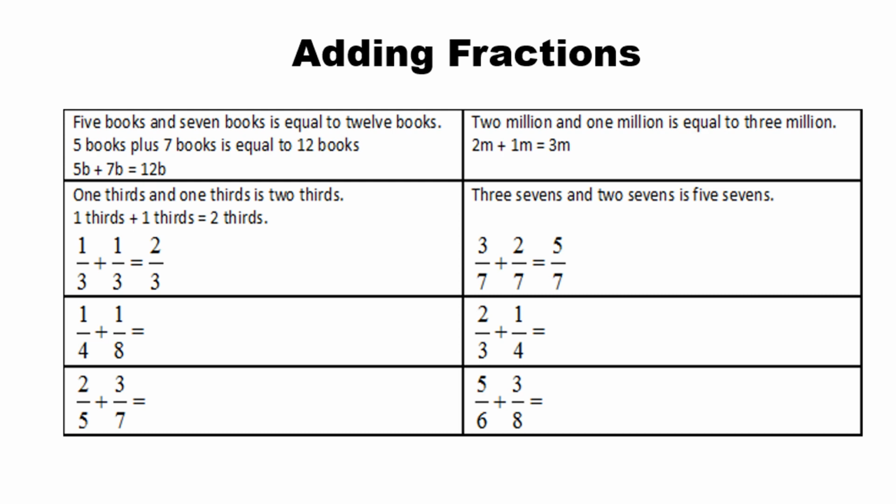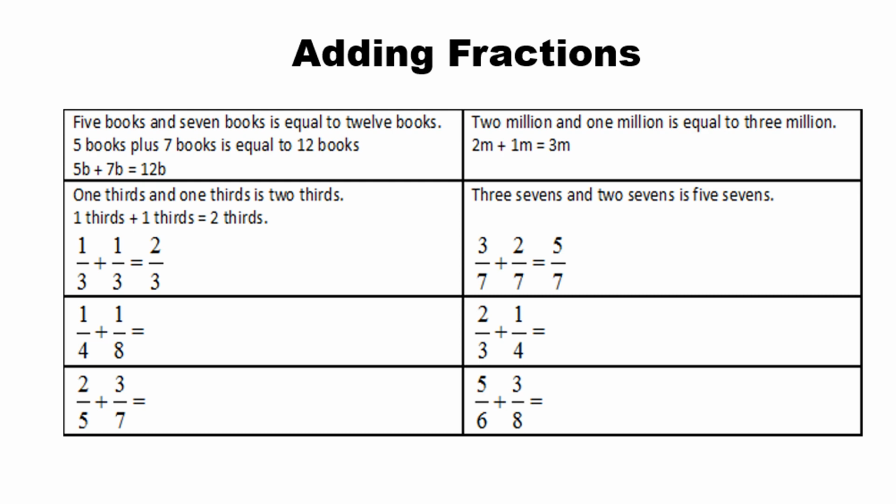And now this can be written mathematically as 5b plus 7b is equal to 12b. Now the whole point is that apart from words turned into symbols, you can actually see that the letter b is common. So it remained 5b plus 7b is equal to 12b. So the b did not change. 5 and 7 were added to give you 12. Similarly, 2 million and 1 million is equal to 3 million. 2m plus 1m is equal to 3m. The common unit there is m. It remains constant. 2 plus 1 is 3, so you have 3m.